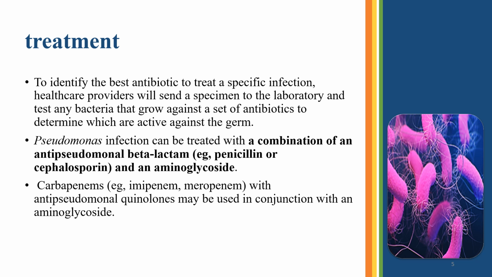In the field of Pseudomonas infections, antibiotic choices can be very limited due to its high resistance to many antibiotics, and in many cases may need a combination therapy. For Pseudomonas infection, we can have a combination of an anti-pseudomonal beta-lactam, for example penicillin or cephalosporin, and an aminoglycoside. Carbapenems like imipenem or meropenem, or anti-pseudomonal quinolones, may be used in conjunction with an aminoglycoside.